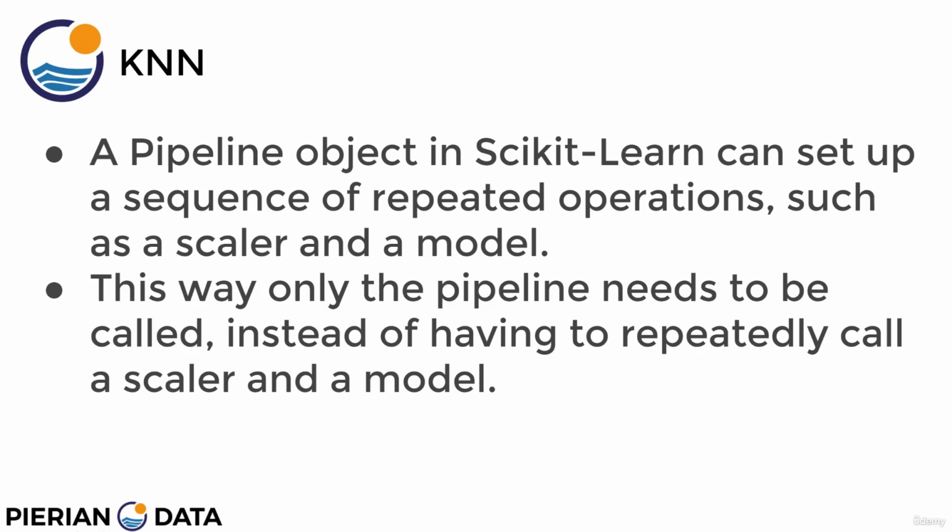Now, in this full cross-validation grid search, we're actually going to be introducing a new object and class from scikit-learn known as a pipeline. A pipeline object in scikit-learn is really a method of convenience because it can set up a sequence of repeated operations. For example, we've already set up a scaler class call and then fit and transform based off that scaler, and then we also created a separate model, and then we fit that model and then perform predictions from the model. The pipeline object allows us to just set these up in sequence, so then we only need to call the pipeline instead of having to repeatedly call the scaler and model separately.